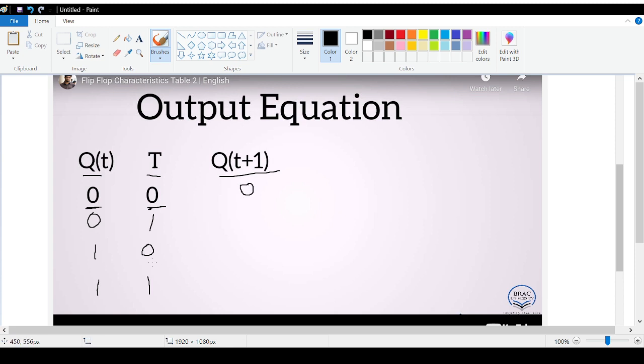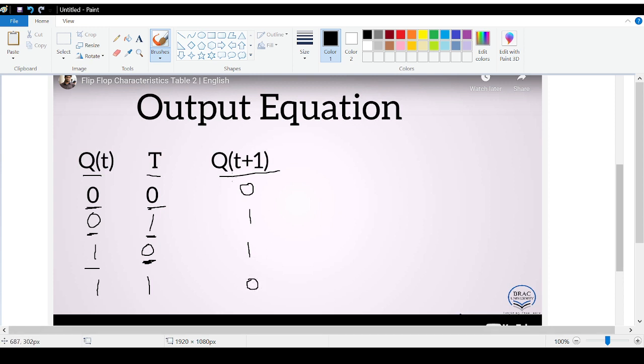Likewise, if T is 0 and my current state is 1, what will be my next state? 1. It will remain as 1. So when T is 0, my next state will be my current state. And if T is 1 and currently I have 0 stored, what will be the next state? 1, because it will be toggled. So currently I have 0 stored, it will be inverted to 1, and for the last one, 0, because it will be toggled.